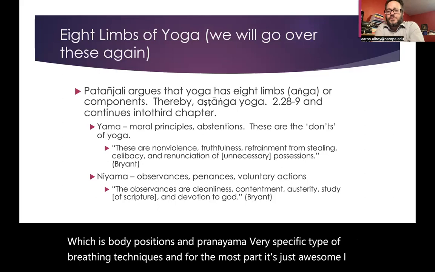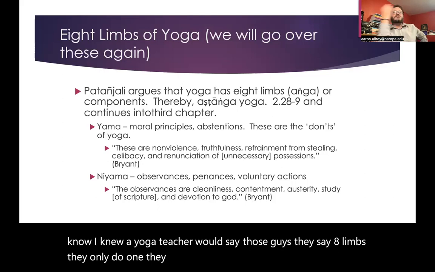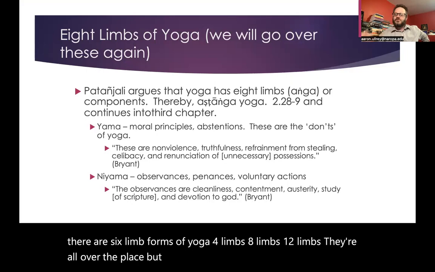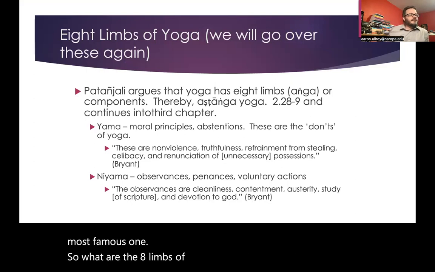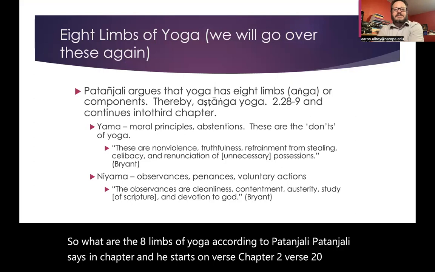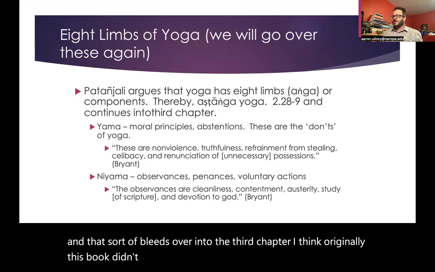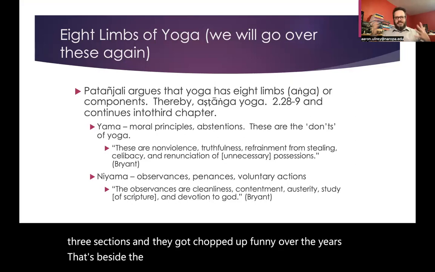I knew a yoga teacher who would say, oh, those guys, they say 8 limbs. They only do 1. Anyway, there are 6-limb forms of yoga, 4 limbs, 8 limbs, 12 limbs. They're all over the place. But this 8 limbs of yoga is the most famous one. So what are the 8 limbs of yoga according to Patanjali? Well, he starts in chapter 2, verses 28 and 29, and that bleeds over to the 3rd chapter. I think originally this book might have only had 3 sections, and they got chopped up funny over the years. That's beside the point.